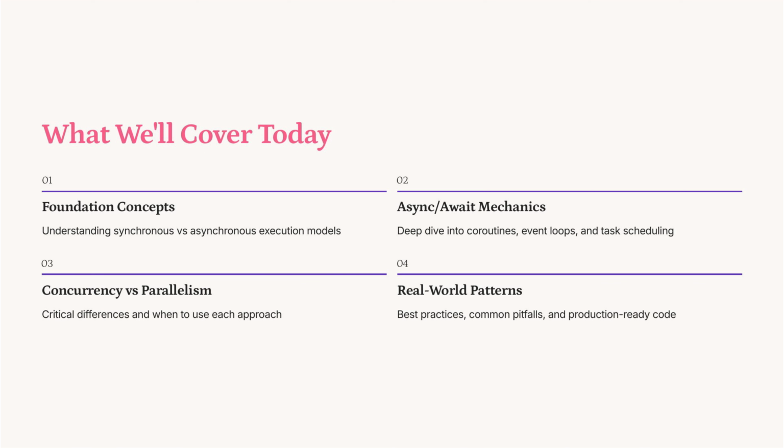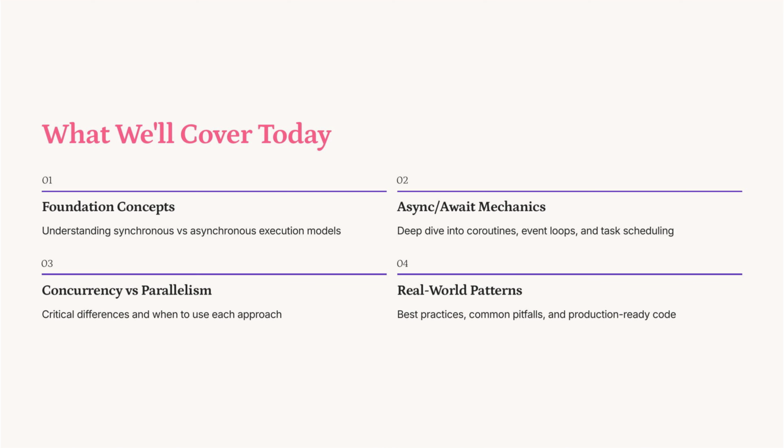Async/await in Python revolutionizes handling I/O-bound tasks by allowing non-blocking operations. Unlike synchronous execution, async/await leverages coroutines and event loops to efficiently manage tasks, reducing idle CPU time. This approach is crucial for modern applications, enabling them to handle multiple requests simultaneously without unnecessary delays, optimizing performance and resource utilization.